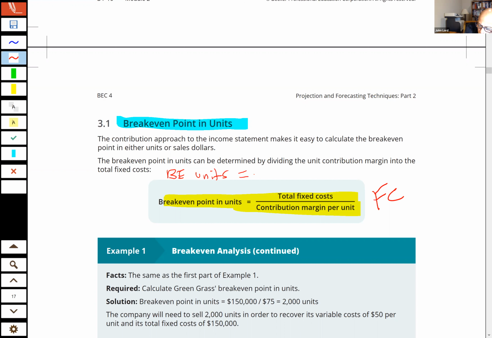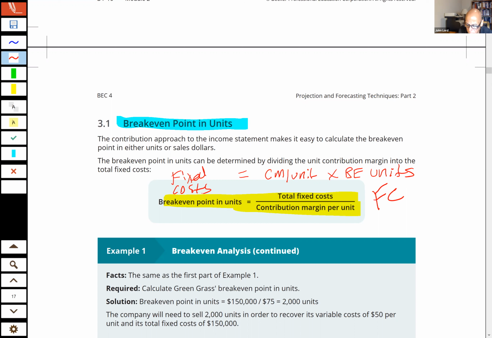And I know that that will be equal to what? The contribution margin per unit times the break even in units. Sorry, guys. And I know that that has to equal what? Has to equal my fixed costs. Okay, so I set it up this way.